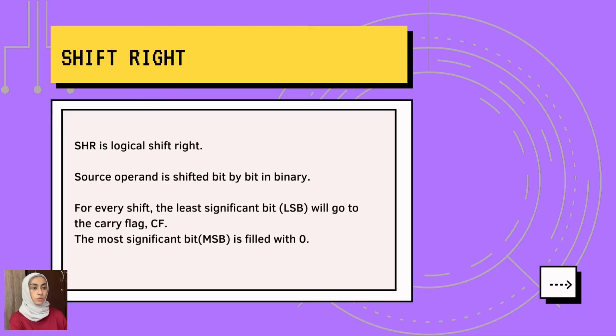So, for the final one, which is the shift right instruction. Shift right is a logical shift right. The source operand is shifted bit by bit in binary. For every shift, the least significant bit, LSB, will go to the carry flag, CF, and meanwhile, the most significant bit, MSB, is filled with 0.